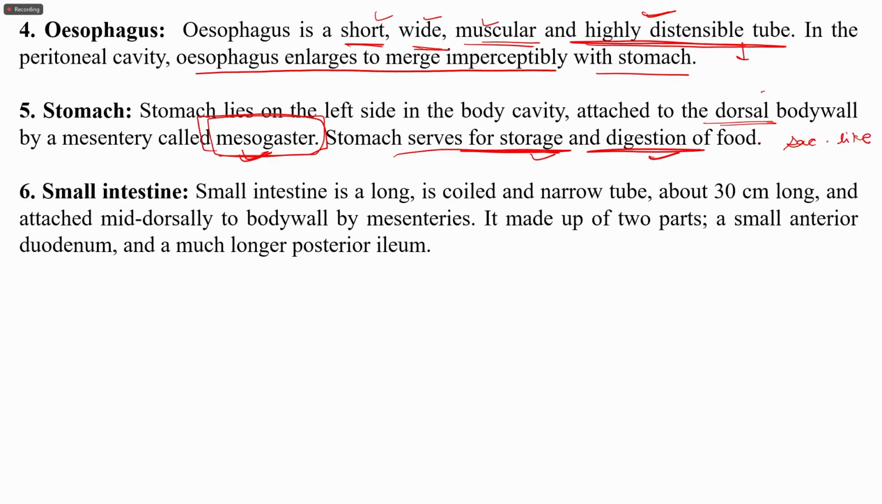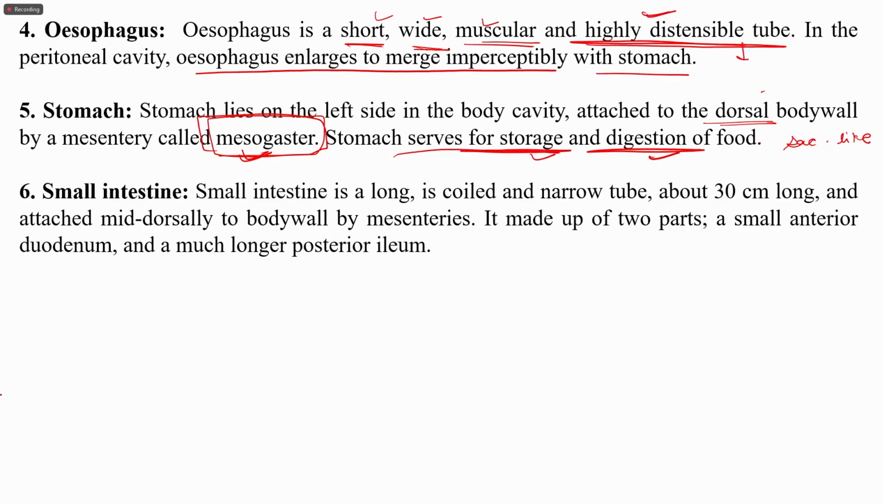The next structure is the small intestine. We all might be knowing this, that if we actually measure the length, then the small intestine is longer than the large intestine. But why is it named so? Because it is a narrow tube. So because of the width, we call it small intestine.